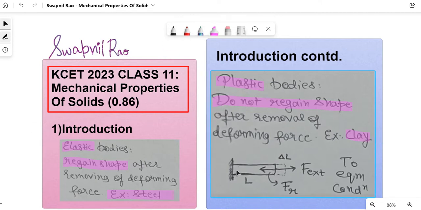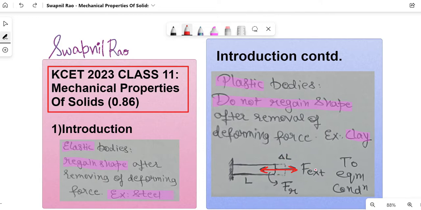So let's say there is a rod which has one end fixed. In this case, when you apply an external force, as you can see, F external, the elastic bodies always have a restoring force acting in the direction opposite to the external force. So let's say we put an external force, then there would be an increment in the length, and let's call it delta L, just this much, the increment in the length.